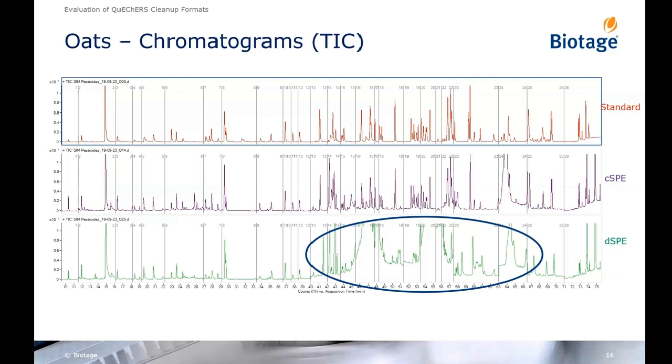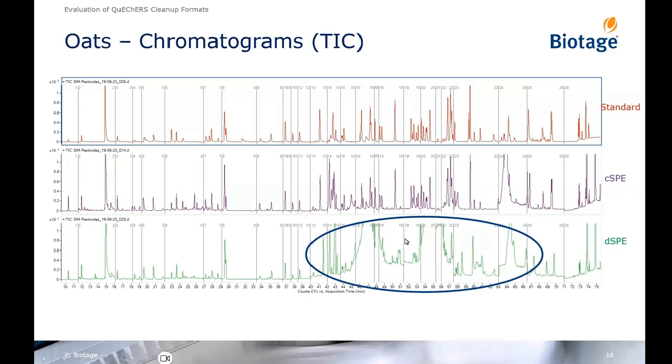If you compare the total ion chromatograms, or the TICs, for the standard just spiked and injected, this is just basically a straight standard in solvent. This is the CSPE after cleanup. And if you look at this baseline, it's definitely a little more shakier than the standard. But if you compare it to the dSPE baseline, you can see this is all the junk, the unwanted components from the sample matrix that you don't want and you want removed, so you get these nice sharp peaks that are seen in the actual standard. So this is primarily the reason why we are getting better recoveries and more consistent results.